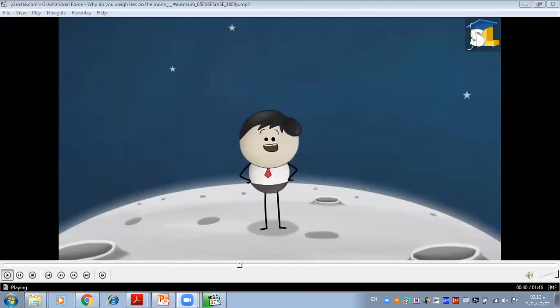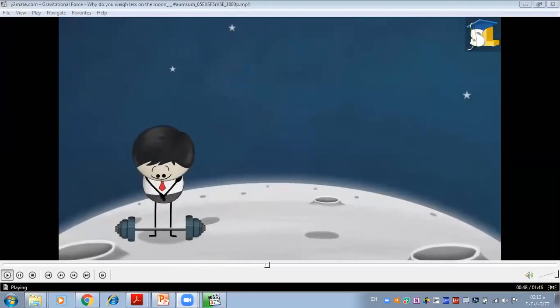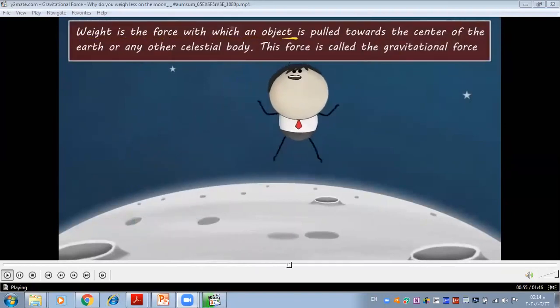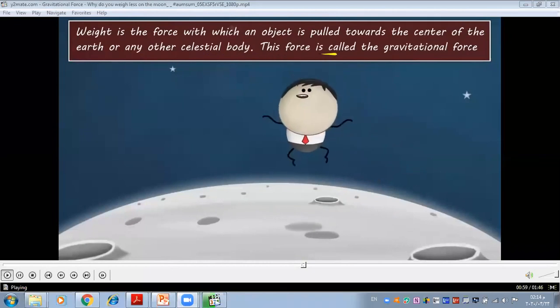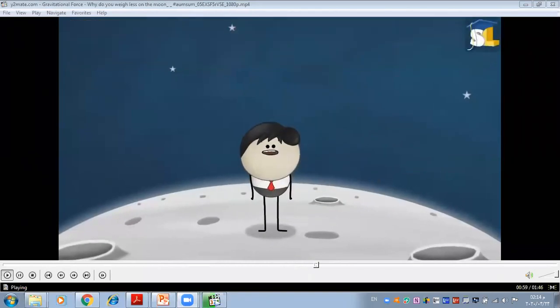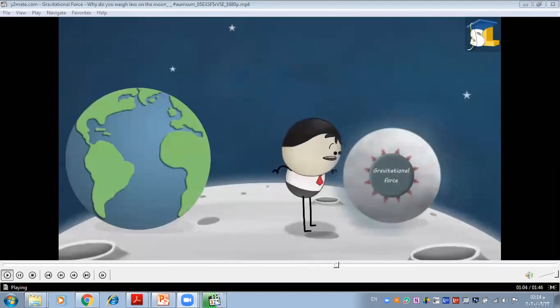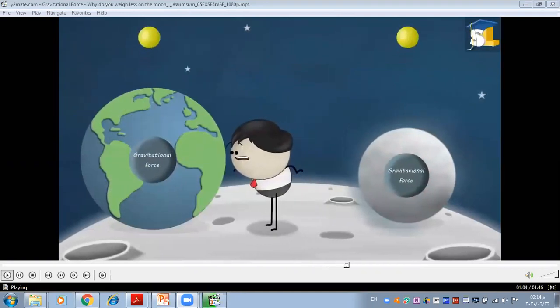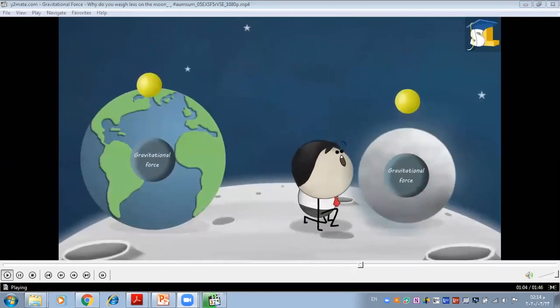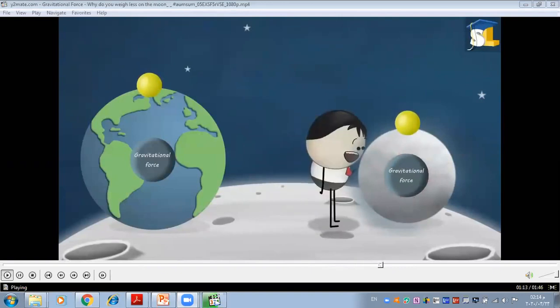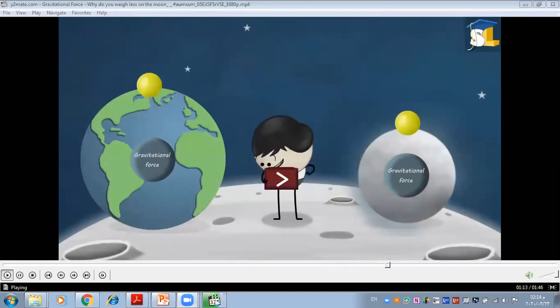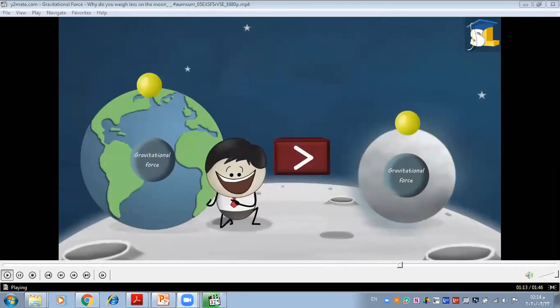Do you know why you weighed less on the moon? To understand this, we need to first learn about weight. No, not those weights. Weight is the force with which an object is pulled towards the center of the Earth or any other celestial body. This force is called the gravitational force. The greater the gravitational force exerted by the celestial body, the more will be the weight of an object present on it. So, does this mean that the moon exerts less gravitational force than the Earth? Oh, bingo. You are right.